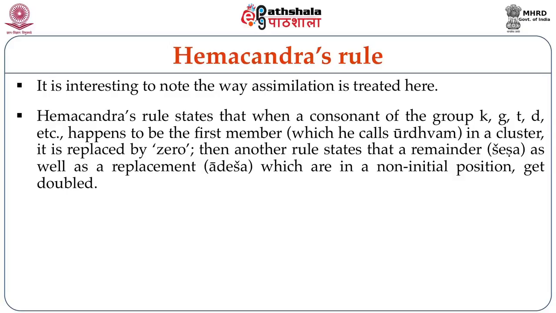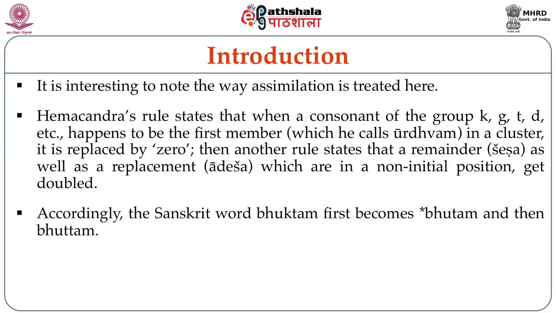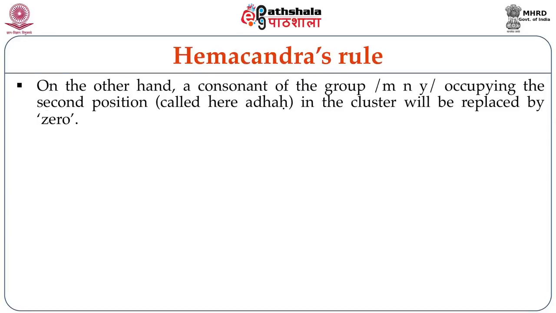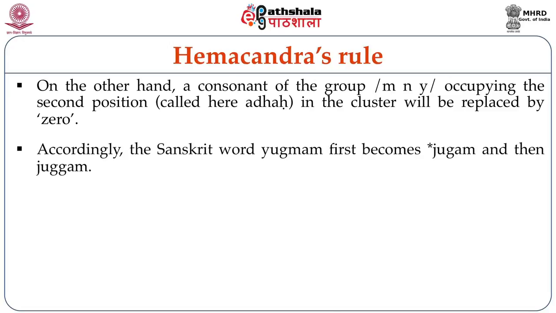Then another rule states that a remainder, shesha, as well as a replacement, adesha, which are in the non-initial position, get doubled. Accordingly, the Sanskrit word bhuktam first becomes bhutam and then bhuttam. On the other hand, a consonant of the group ma, na, ya occupying the second position, called here adha, in the cluster, will be replaced by zero. Accordingly, the Sanskrit word yugmam first becomes yugam and then yuggam.